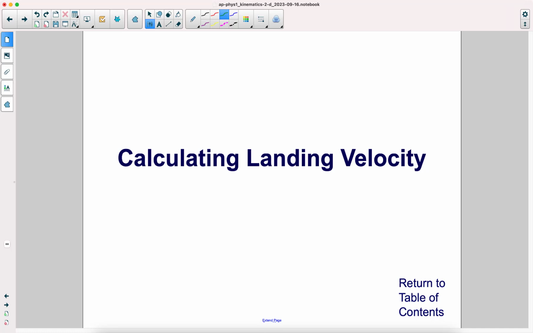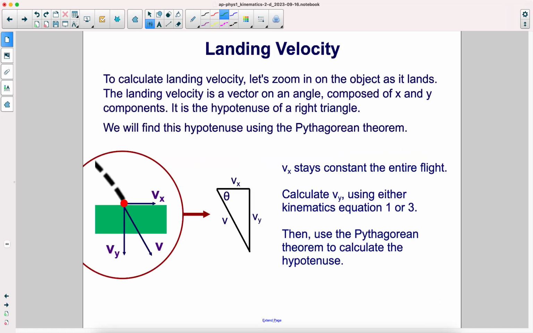Calculating landing velocity. To calculate landing velocity, let's zoom in on the object as it lands. The landing velocity is a vector on an angle composed of x and y components. It's the hypotenuse of a right triangle. We will find this hypotenuse using the Pythagorean theorem.